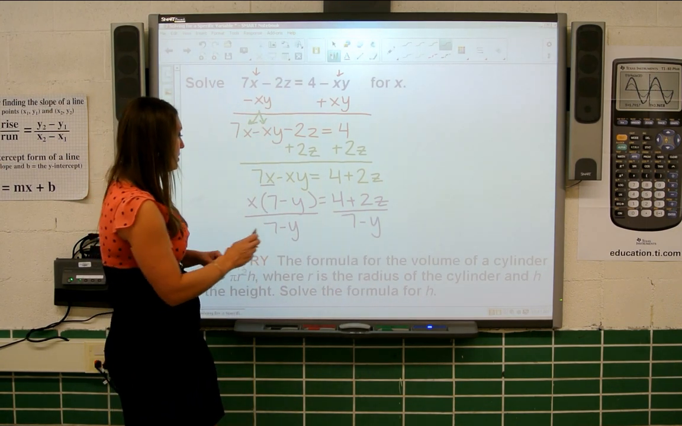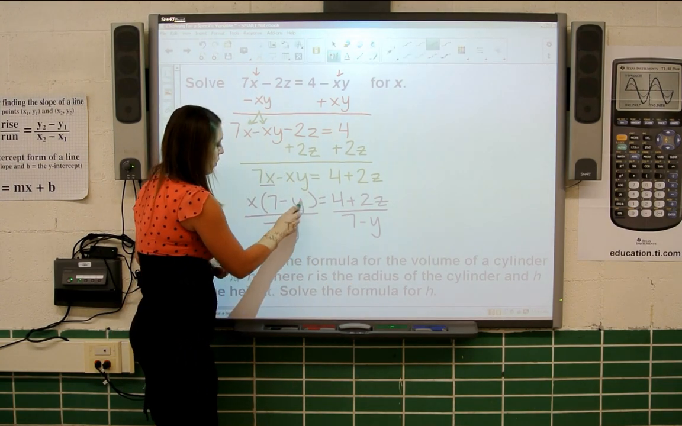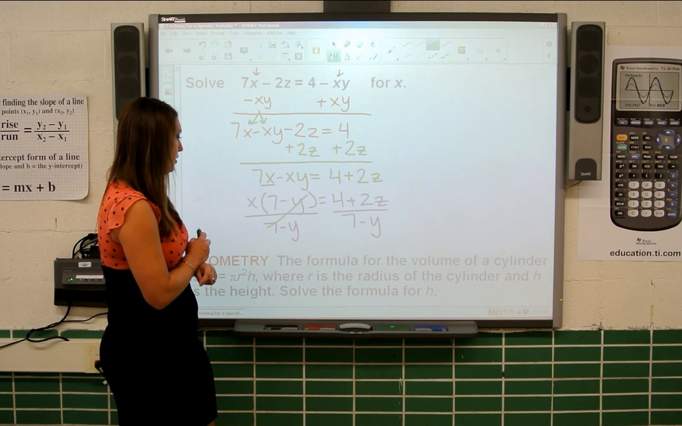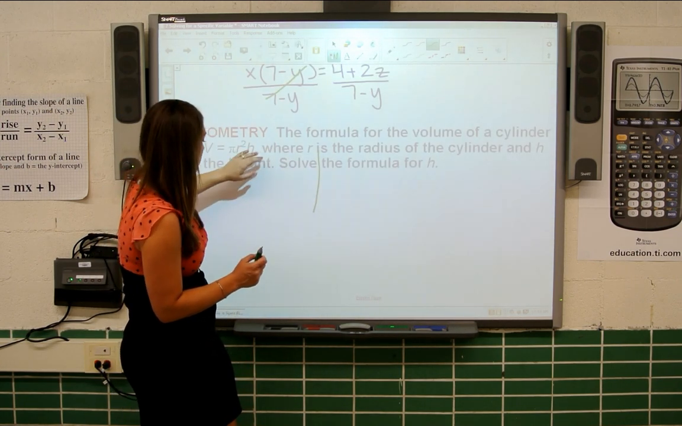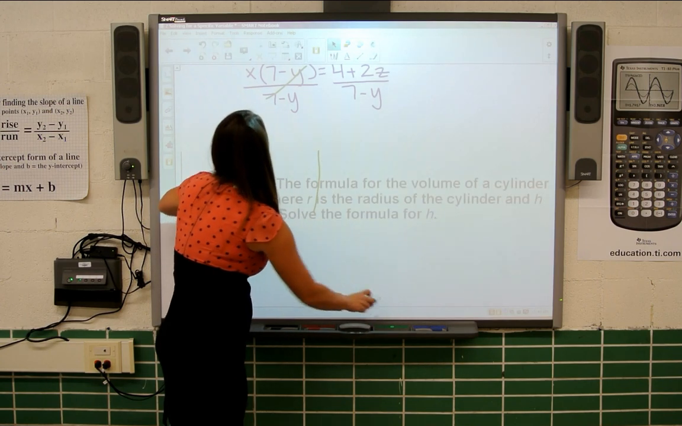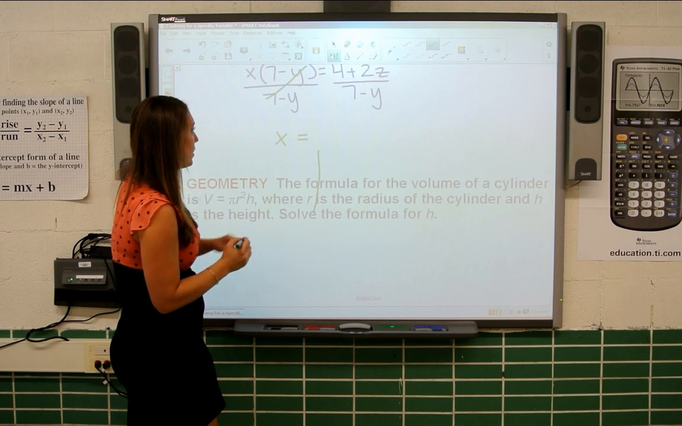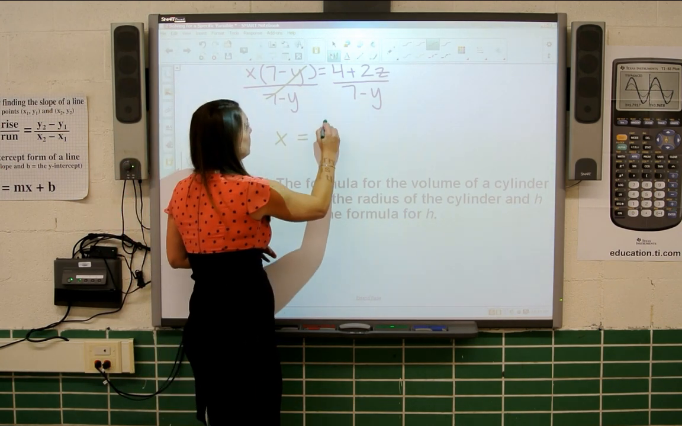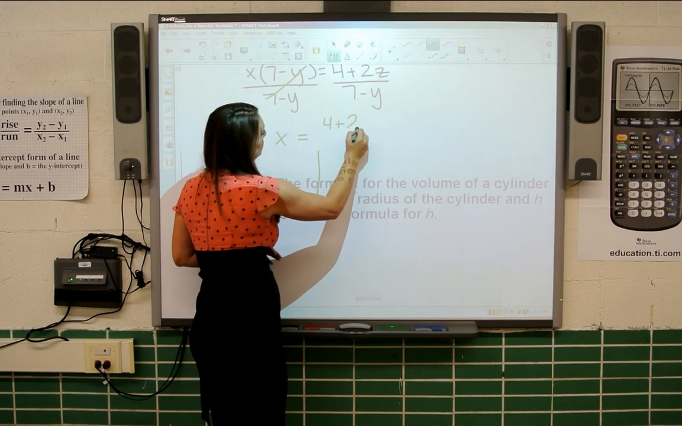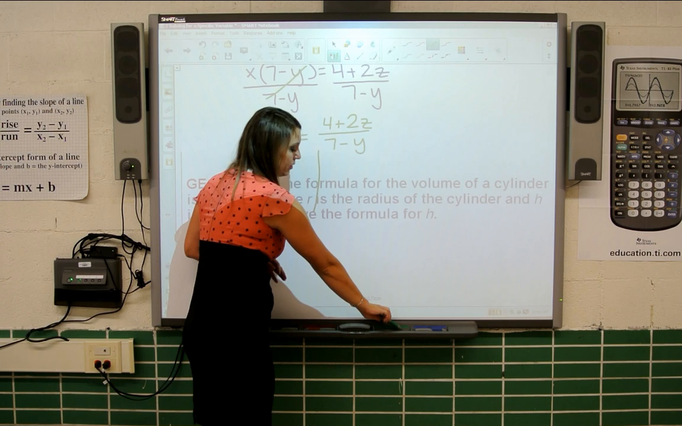Okay? This entire quantity, 7 minus y, is going to cancel. And we're going to go ahead, bring down the x. And x is going to equal this whole thing over here. There's no way to simplify it. Okay? It's going to be 4 plus 2z over 7 minus y.